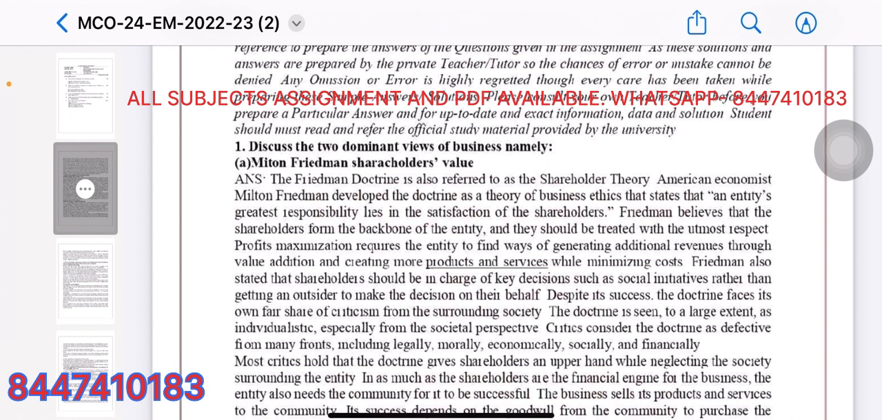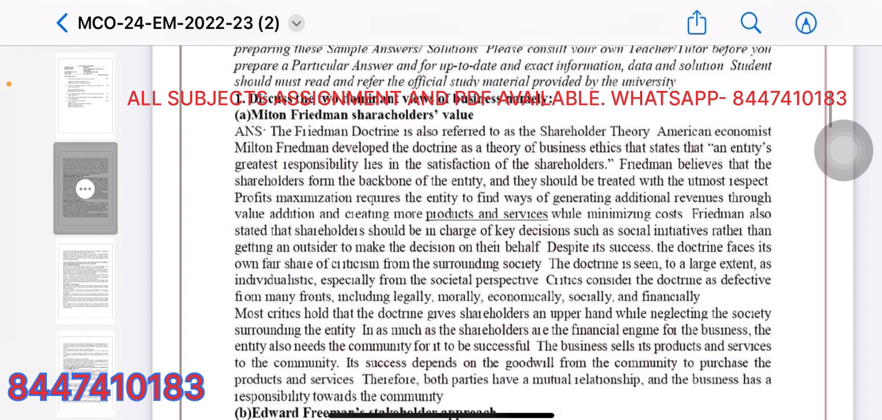Friedman also stated that the shareholders should be in charge of key decisions such as social initiatives rather than getting an outsider to make the decision on their behalf. Despite its success, the doctrine faces its own fair share of criticism from the surrounding society. The doctrine is seen to a large extent as individualistic, especially from the social perspective. Critics consider the doctrine as defective from many fronts, including legally, morally, economically, socially, and financially.